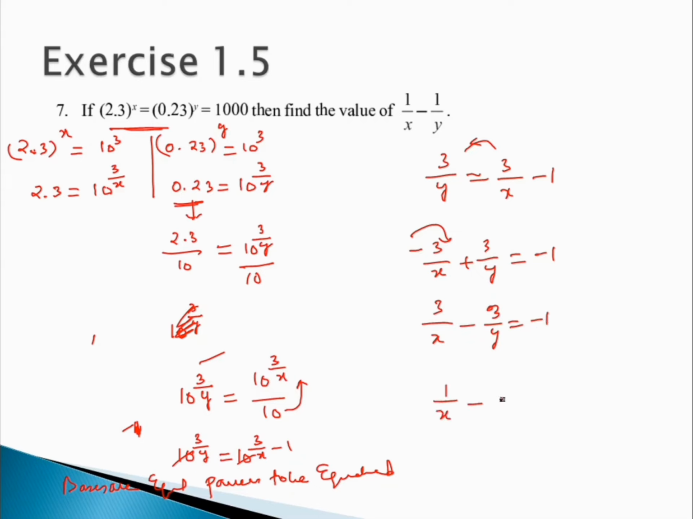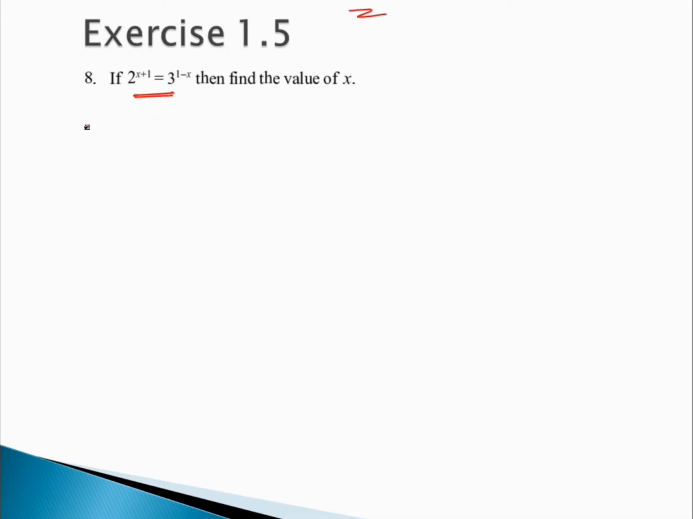Okay, 6 by x by 1 by y. I'm just shifting this number to the other side, which is the required equation at last. Which is your required equation, right? So what I'll do is apply log on both the sides. Then what will I get? I'll get log of 2^(x+1) equal to log of 3^(1-x), isn't it?